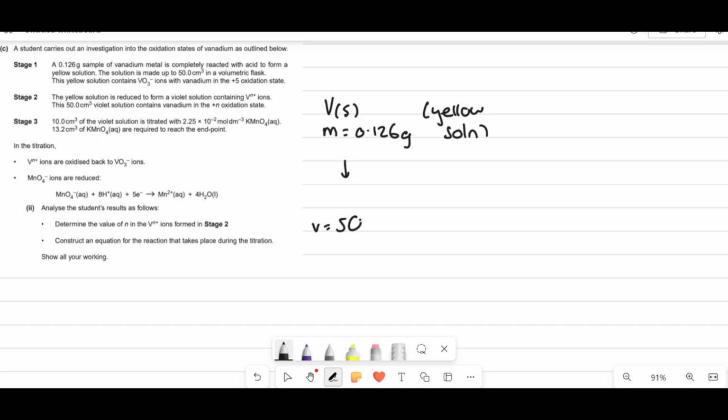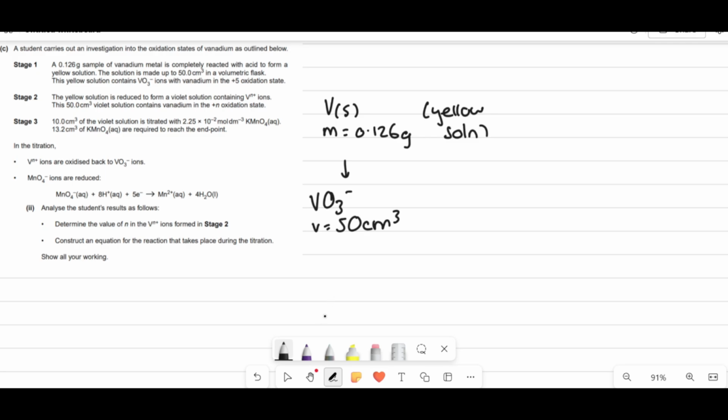So the V is 50 centimeters cubed. Cool. The yellow solution contains VO3 minus ions with vanadium in the oxidation state. Well, actually, now it tells us more detail. So this yellow solution it eventually becomes, with a volume of this, has VO3 minus in it. Great. Next, the yellow solution is reduced to form a violet solution that has this, and then the 50 centimeter cubed solution and this. Okay, so I see a volume again.